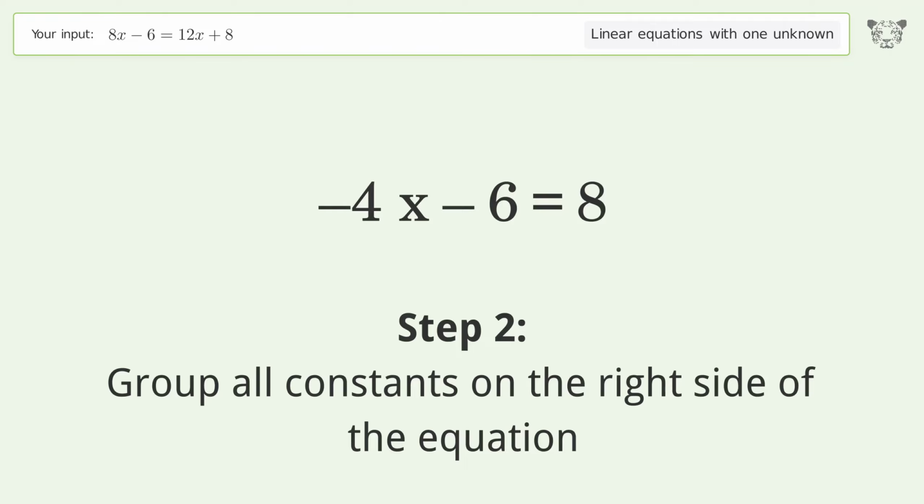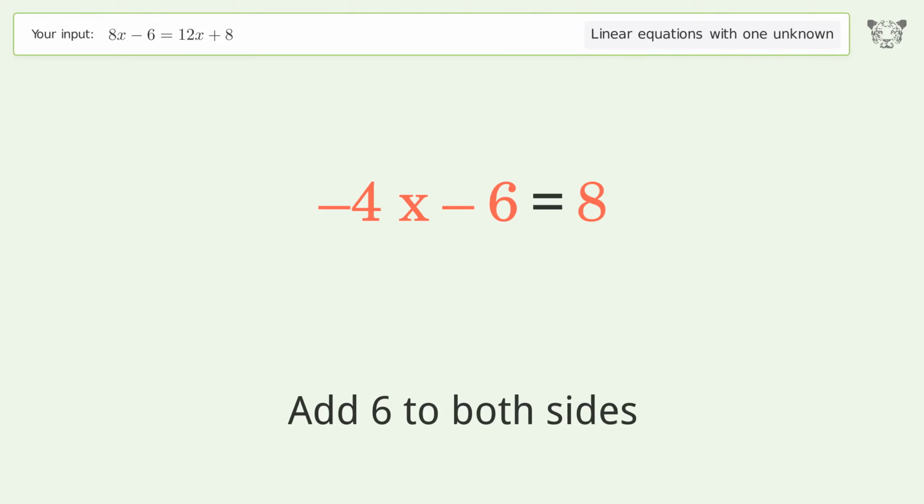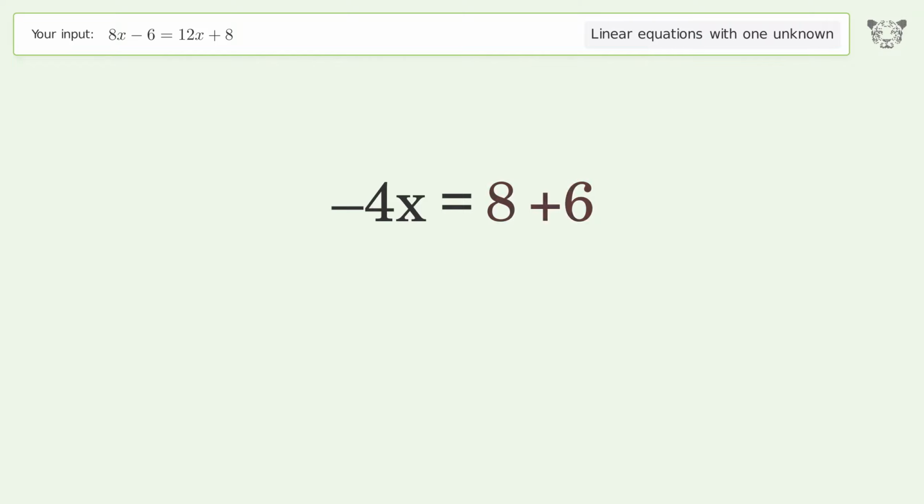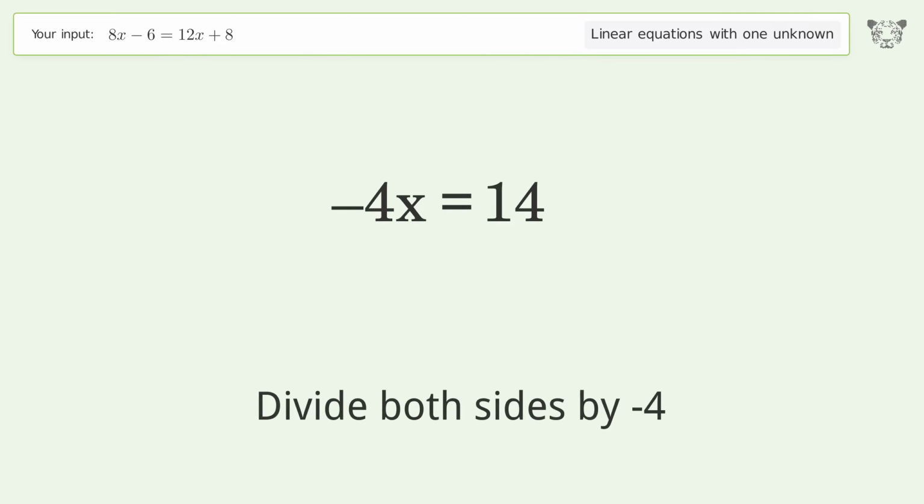Group all constants on the right side of the equation. Add 6 to both sides. Simplify the arithmetic. Isolate the x. Divide both sides by negative 4.